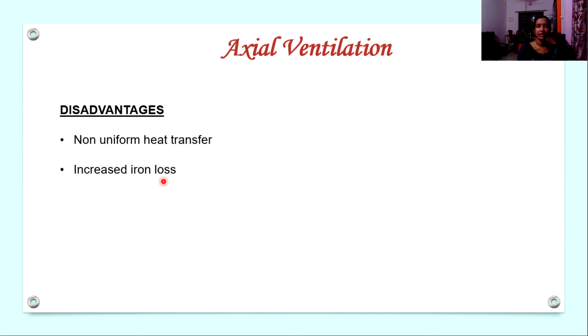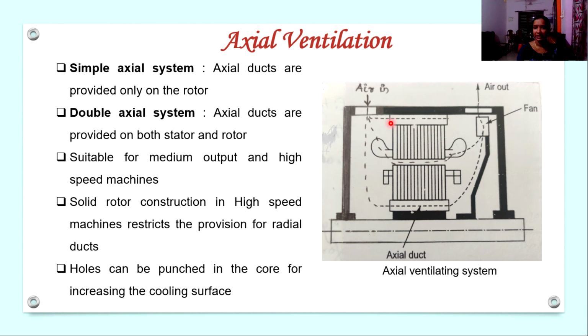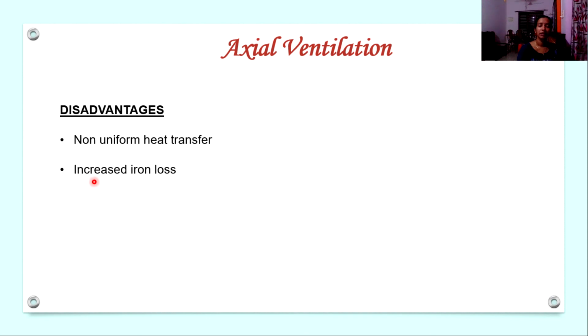And the second one is increased iron loss. See, axial ventilating ducts are provided on the stator and rotor cores. A ventilating duct is actually an air gap. It is a gap. So when such a gap is provided in the core, the amount of iron material decreases. So the amount of iron in the core decreases. Iron area decreases, so flux density in the core will increase. We know flux density is equal to flux divided by area. So when the area of iron decreases, flux density increases. When flux density increases, both hysteresis and eddy current losses will increase. So these are the disadvantages of the axial ventilation system.